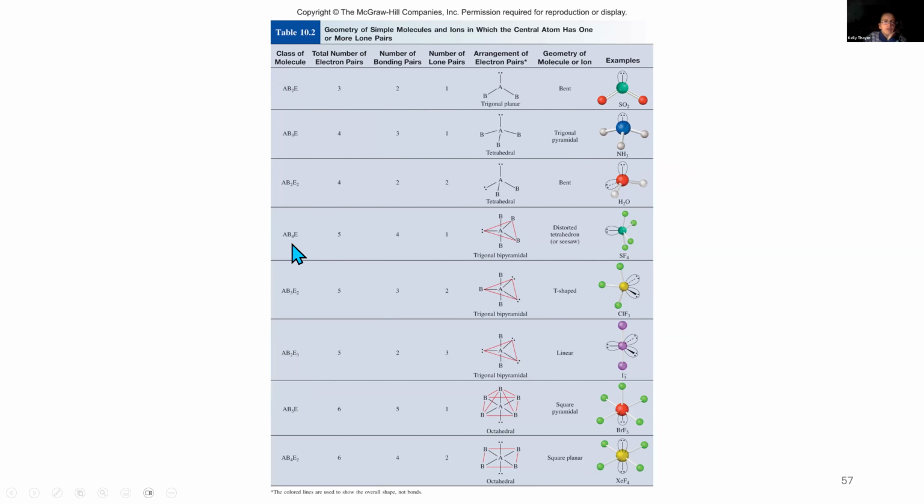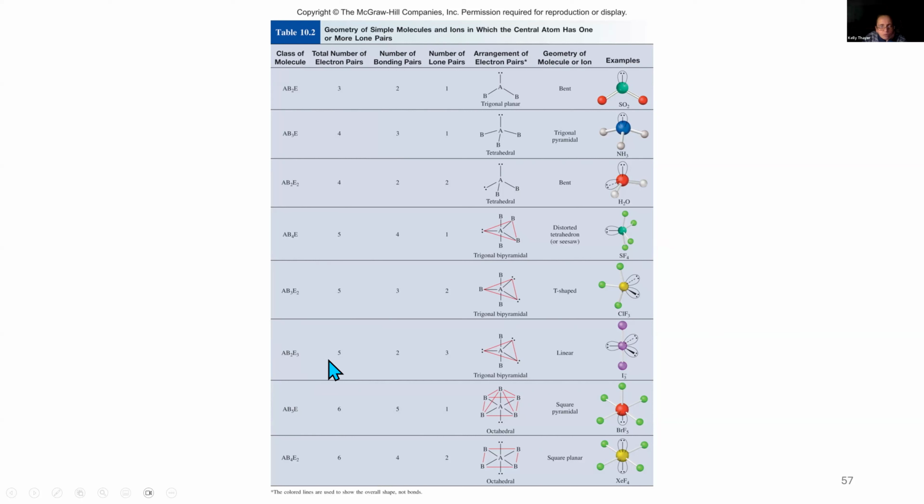Now we have AB4E. This is 5 things around the center, so you're going to have the triangle plane in here and the poles above and below. So the place that the electrons would like to go is on the plane, because there's more space, so you'll get this distorted tetrahedron, otherwise known as the seesaw. Here is AB3E2, right? So this has 3, 4, 5 things around the center. So we got these 3, 4, 5, just like so, which gives you the T shape.